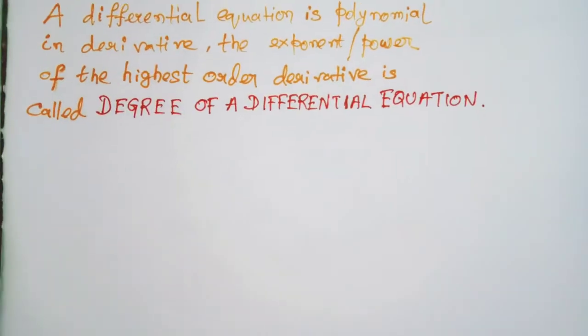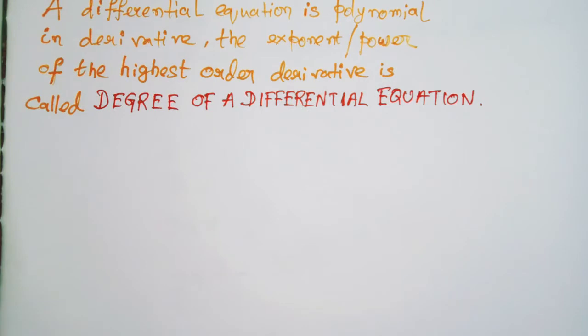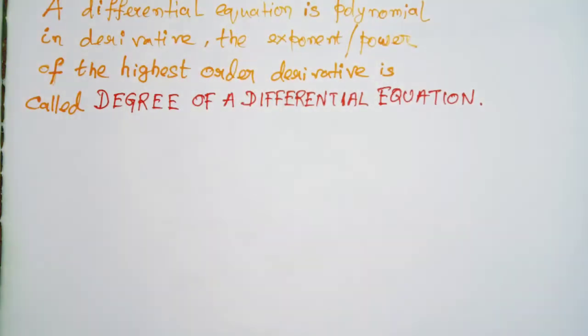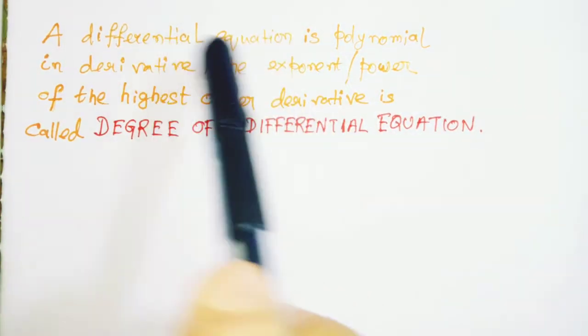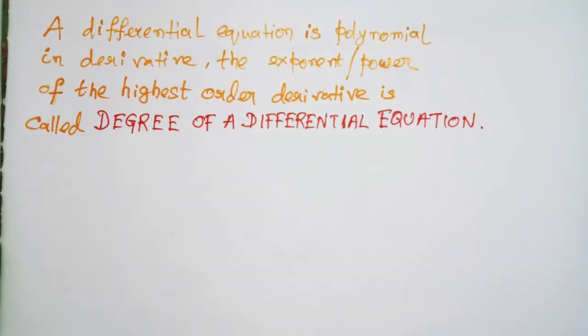A differential equation that is polynomial in derivative, and the exponent power of the highest order derivative, is called the degree of the differential equation. Okay, we will come to this. The most important part is that it has to be a polynomial in derivative. Note this one. Only then can we find out the degree of a differential equation.